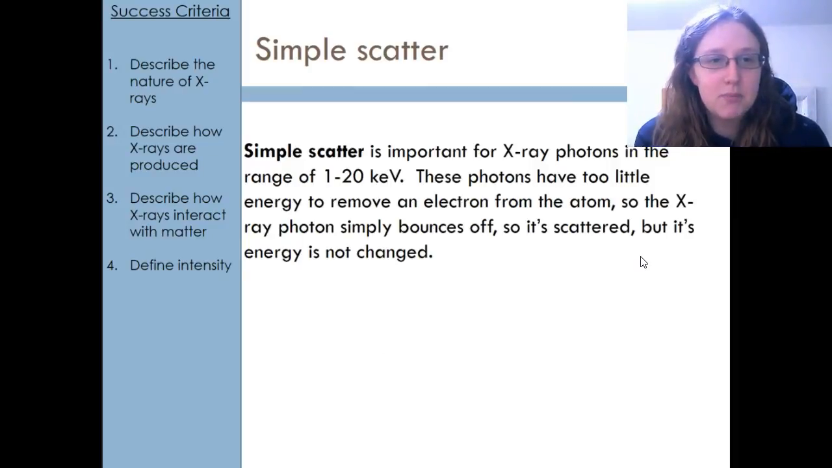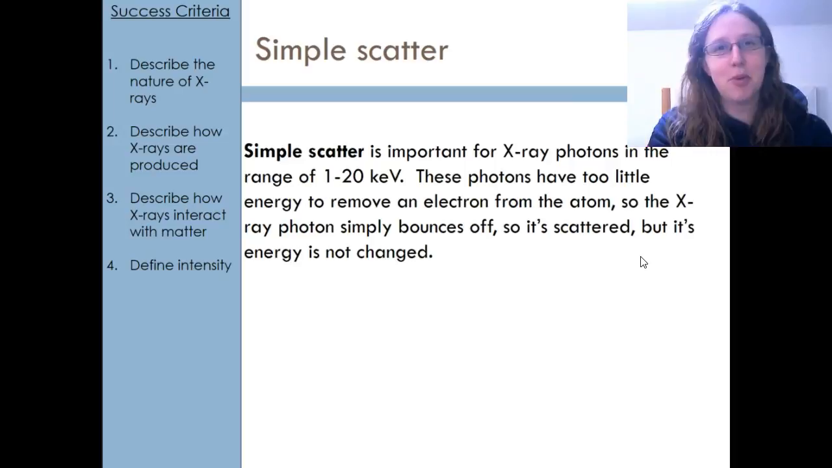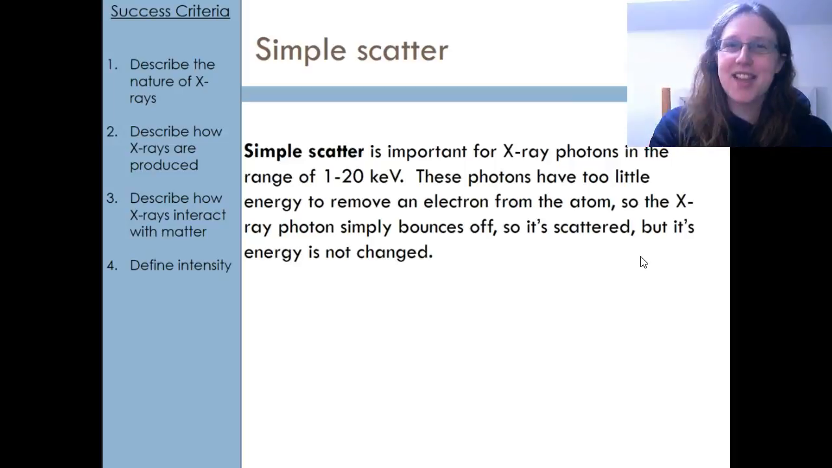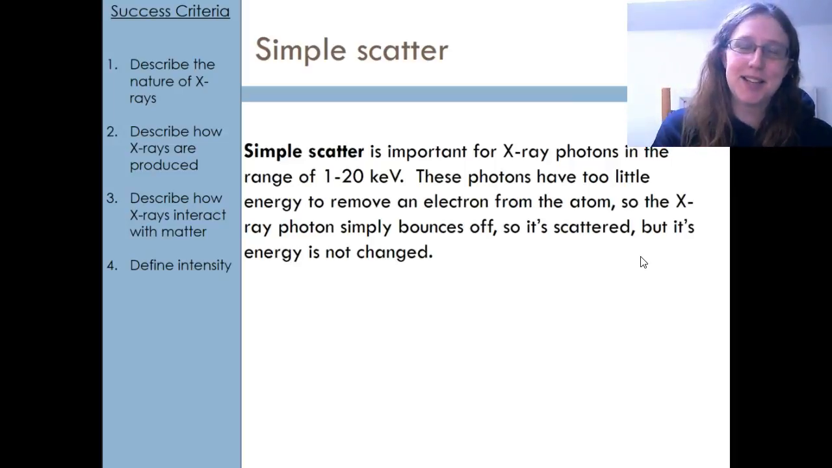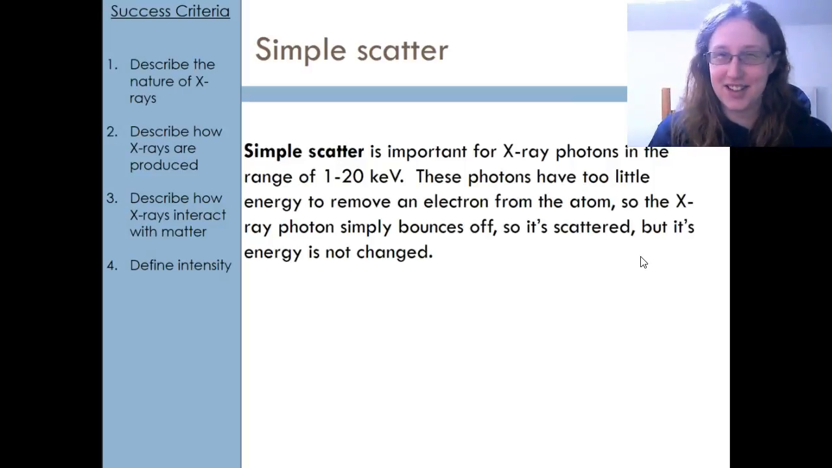Simple scatter is most important for the very low energy electrons. I did that on purpose, honest. The thing you all are going to do in the exam is you're going to mix up the word electrons and photons like I just did. So don't. Learn from my mistake and just don't do it. So I'm going to start it all again and I'm going to get it right this time.